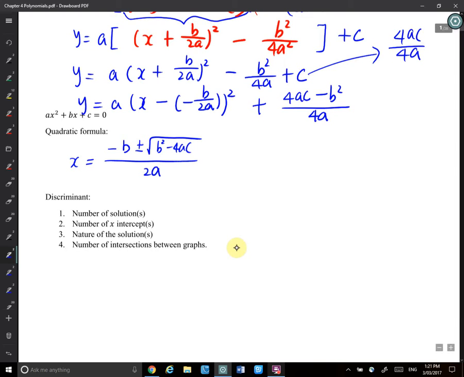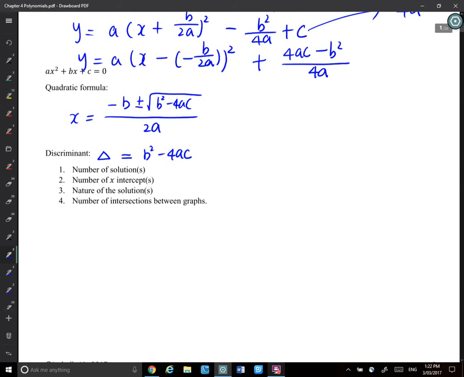Okay, and what is the discriminant? The discriminant is this triangle, and it's b squared minus 4ac. Okay, b squared minus 4ac. It's not b squared minus the square root of 4ac. I see some answers like that. You know that's not correct. So b squared minus 4ac is the discriminant.